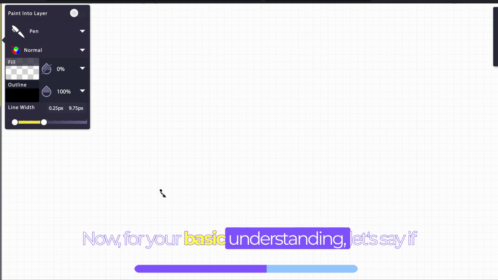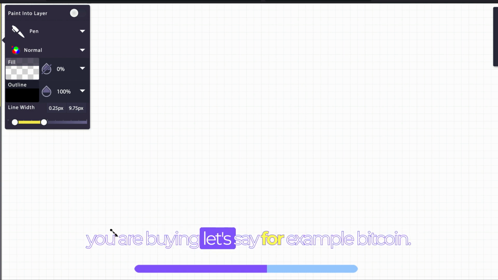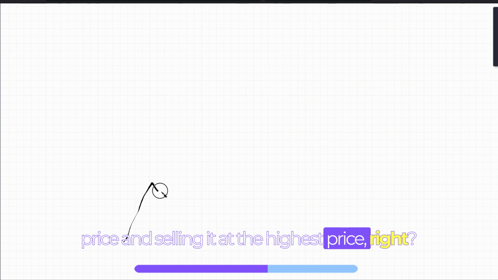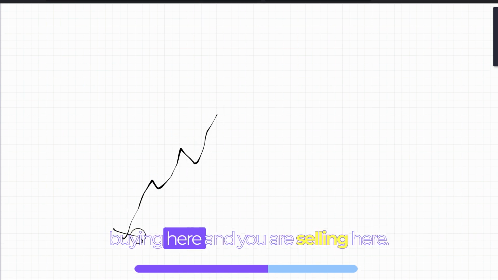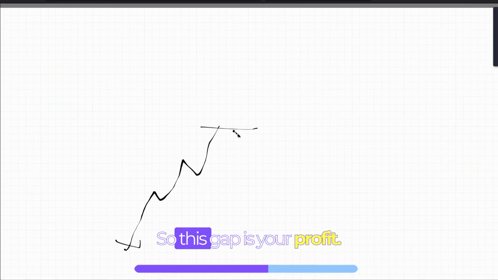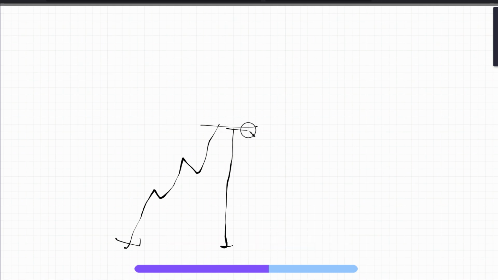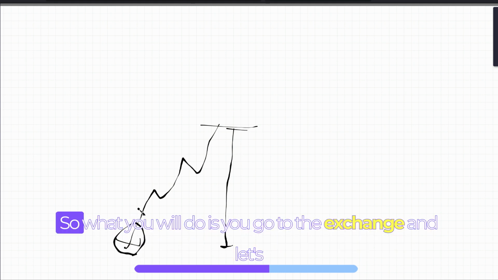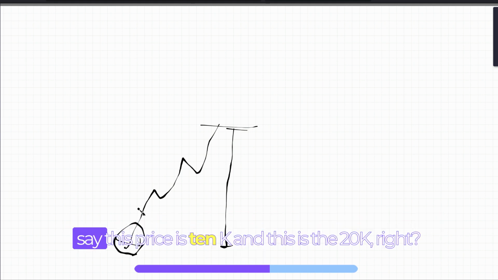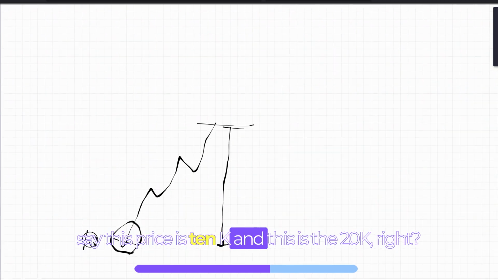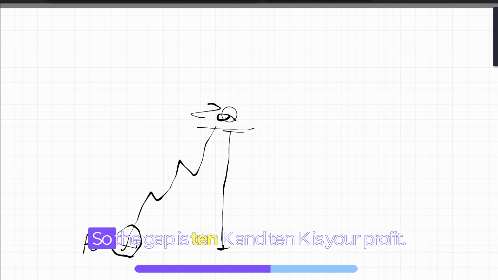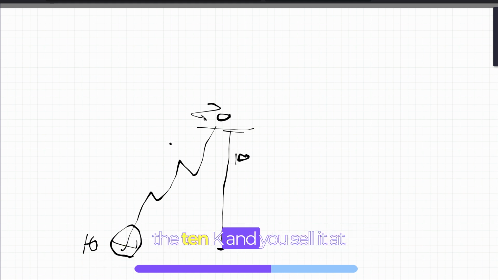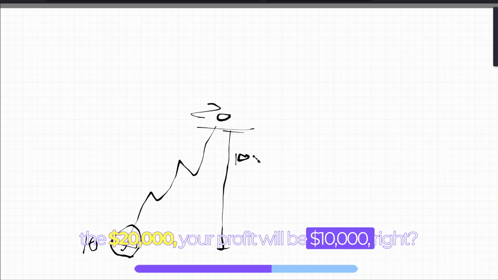Now for your basic understanding, let's say you are buying, for example, Bitcoin at the lowest price and selling it at the highest price. Let's say in this example you are buying here and you are selling here. So this gap is your profit. In order to sell here, first you need to buy the asset at the lowest price. So you go to the exchange, and let's say this price is 10k and this is 20k. So the gap is 10k, and 10k is your profit. Let's say you bought one Bitcoin at 10k and you sell it at $20,000, your profit will be $10,000.